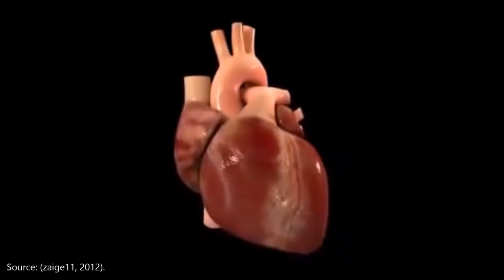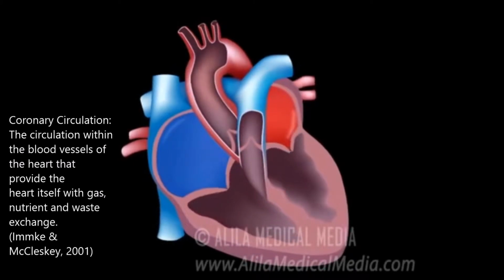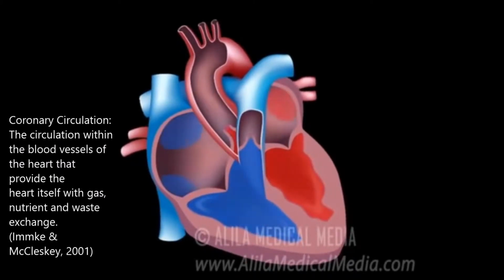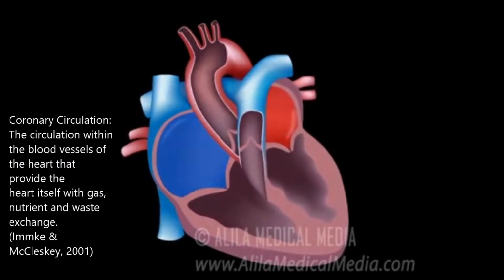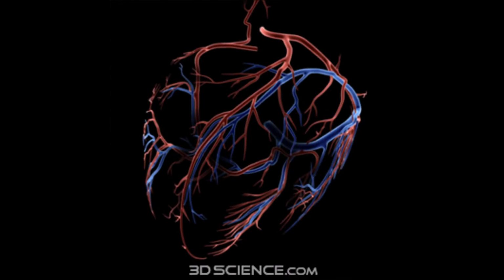The human heart is responsible for pumping blood throughout the body for gas, nutrient, and waste exchange. Even though the heart contains a percentage of total blood volume within its chambers, the myocardium is too thick for oxygen and nutrient diffusion across its width, and thus requires its own circulation, known as the coronary circulation.